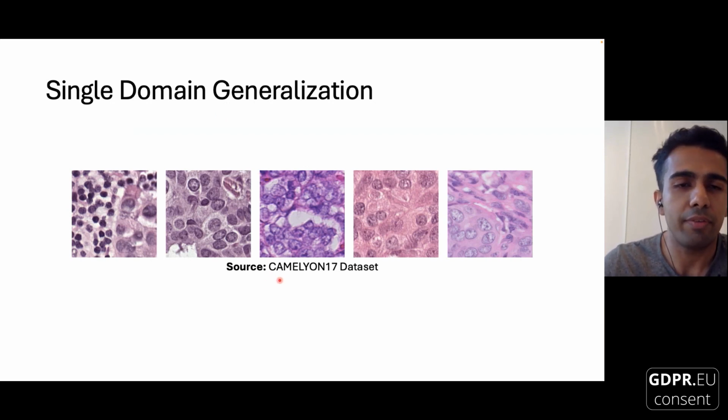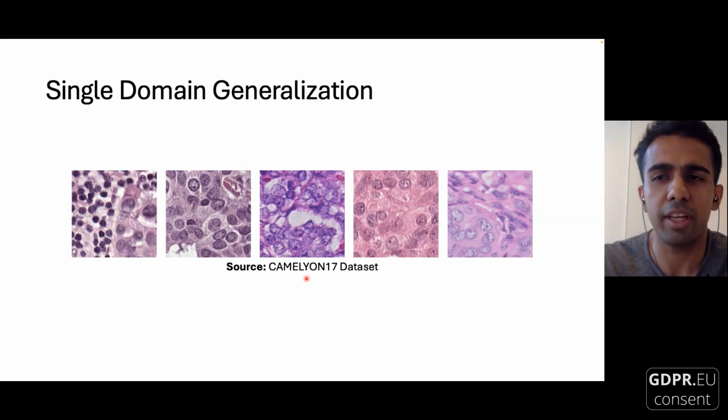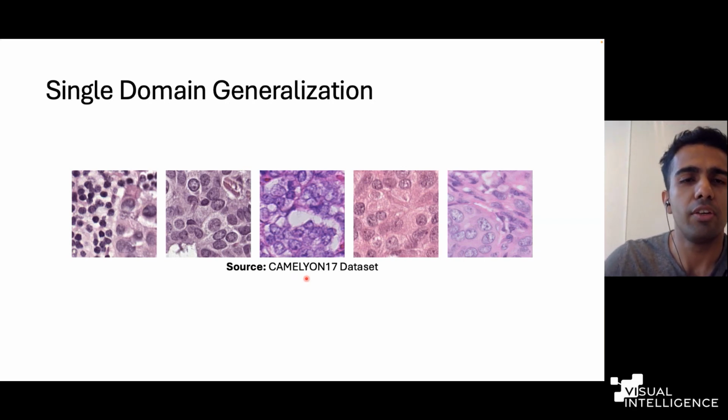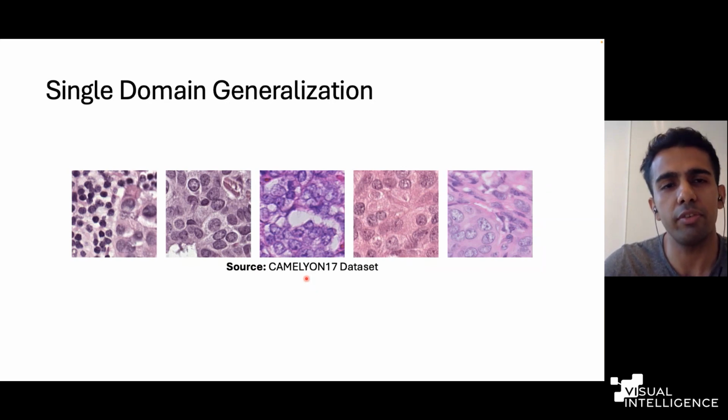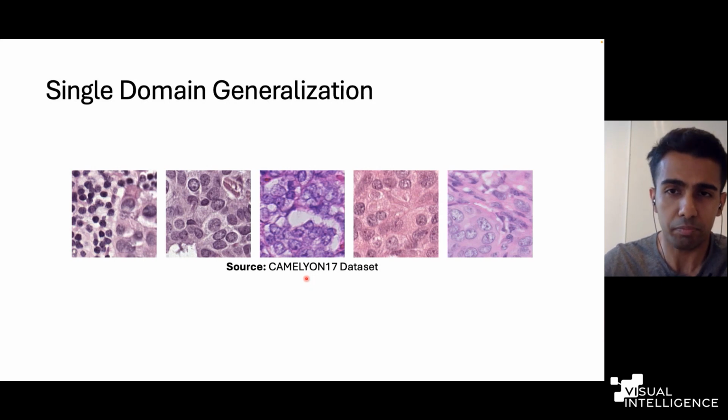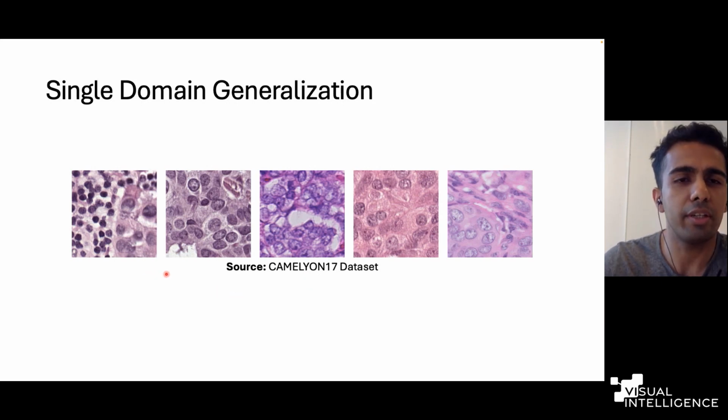It's called Camelyon17. It is basically breast cancer metastases in the lymph node sections. So the cancer was in breast tissue, but then it metastasized, so it moved to a lymph node right next to them. And what you see here is the data from different hospitals. So this data set I picked because it was one of the very few ones that have different domains. So what you see here is one tile.